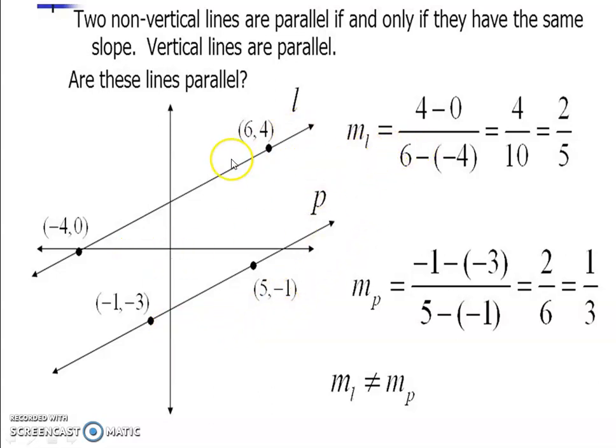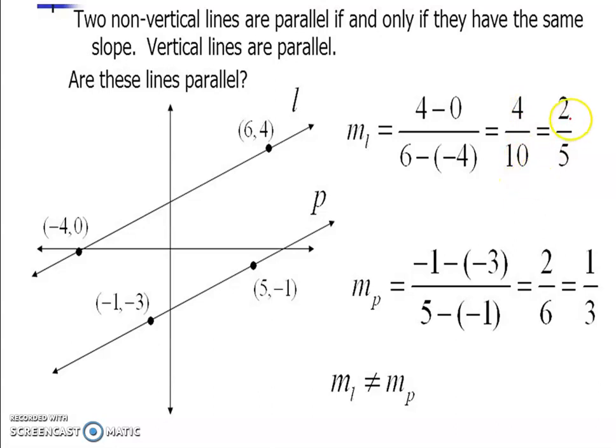If two points are given and we want their slope, we use the formula y2 minus y1 upon x2 minus x1. So we take 4 as y2 and 0 as y1, giving 4 minus 0, which is 4. Next, x2 minus x1: we take 6 minus of minus 4, which is 6 plus 4, giving 10.